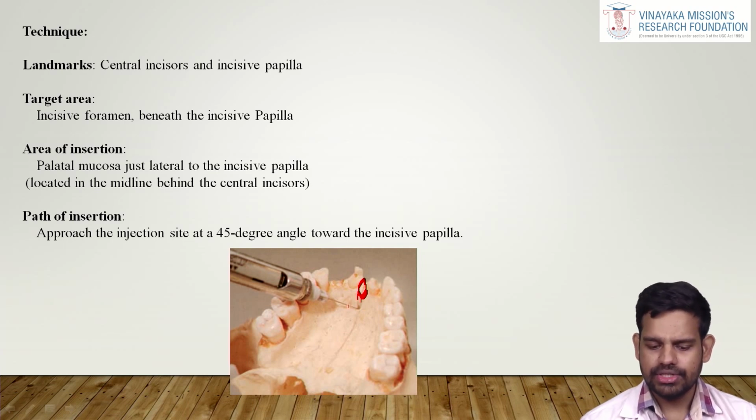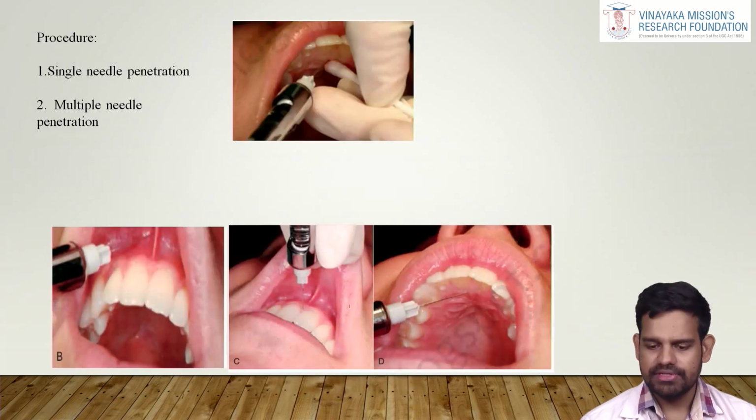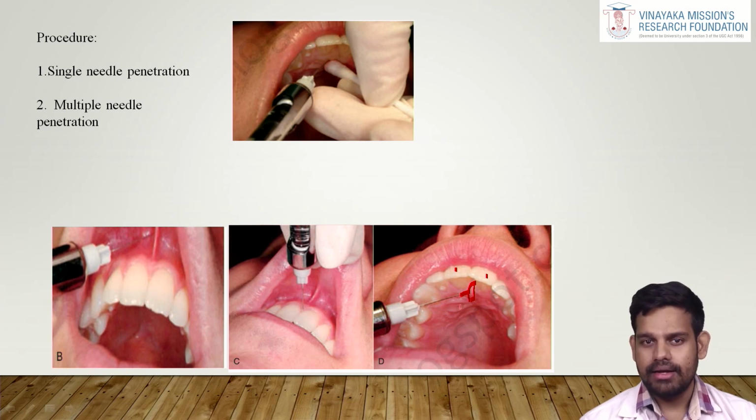The path of insertion here is a 45-degree angle towards the incisive papilla. The injection is inserted lateral to the incisive papilla. For the procedure, first we identify the incisive papilla. This bulge of tissue between the two central incisors is the incisive papilla, and the injection is inserted lateral to it to reach the incisive foramen, and the nasopalatine nerve is anesthetized.